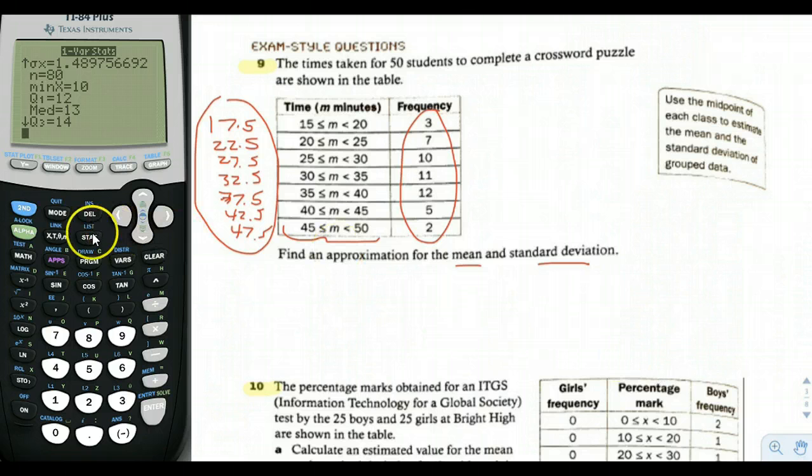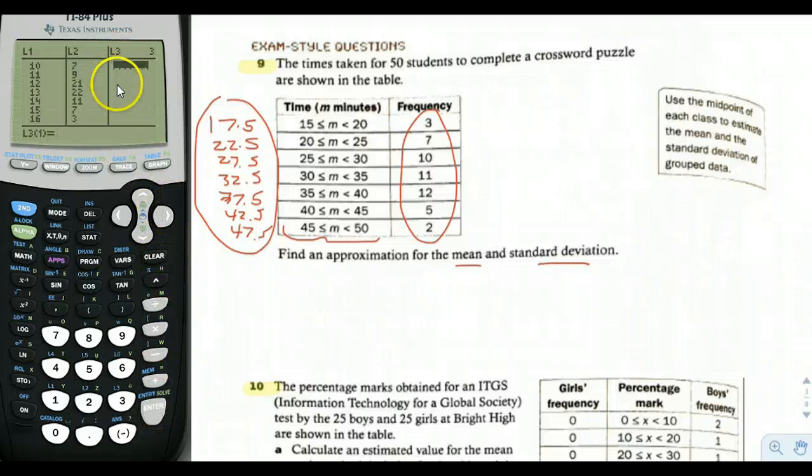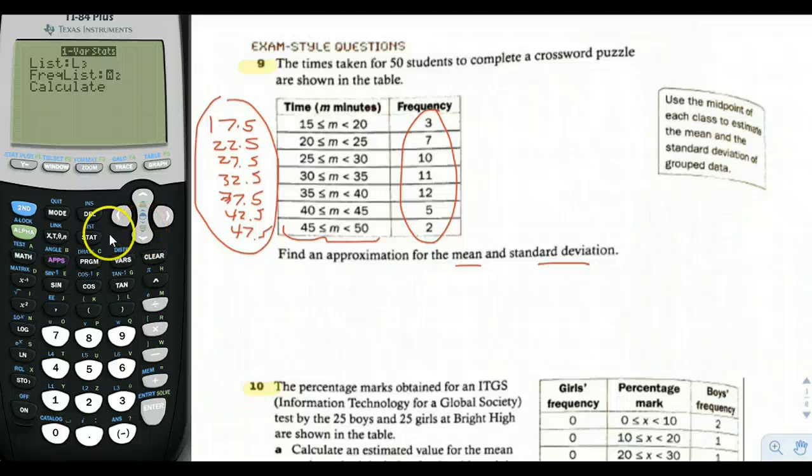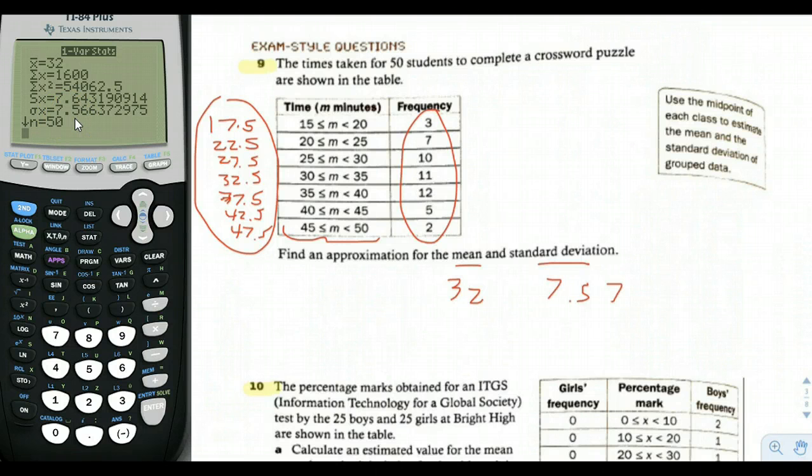Okay, so I'm going to enter this data into stat edit. Okay, I'll put it in L3, L4, and then we're going to run stat calc. Okay, so I just entered the data in. Now we're going to do a stat calc with L3 and L4 for one var stats. L3, L4, and we're going to do a calculate, and we're going to check the mean, which is going to be 32, and the standard deviation, which is going to be sigma, 7.57.